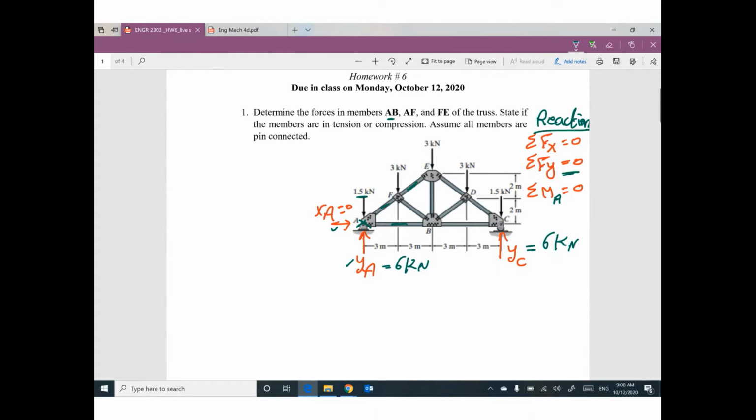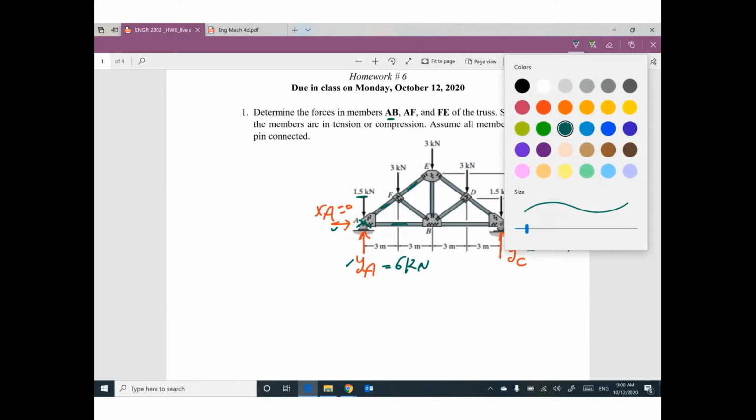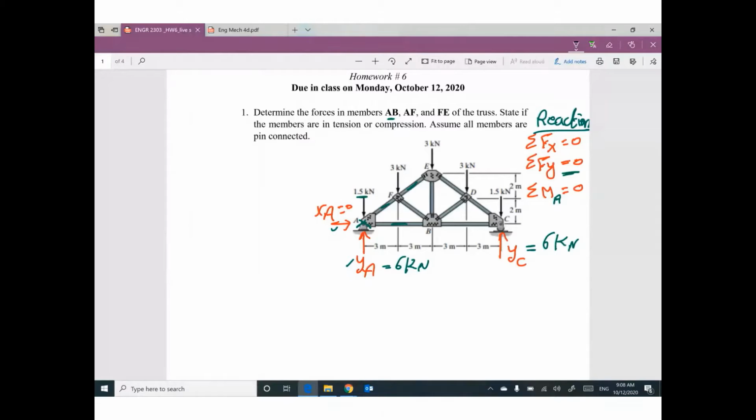In the exam, don't worry. I think some of you will ask which method to use, section or joint. I will do joint equilibrium at one point, or I will do a section to cut 3 members. I will tell you during the exam, don't worry. So I'm going to get this force AB and this force AF with the joint at A.